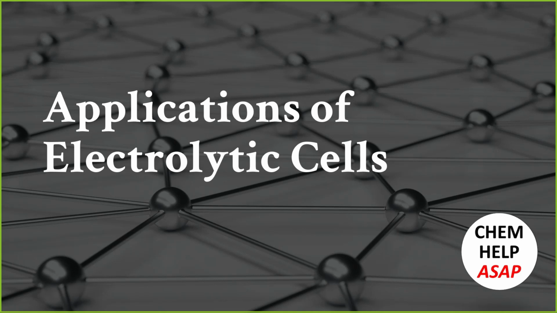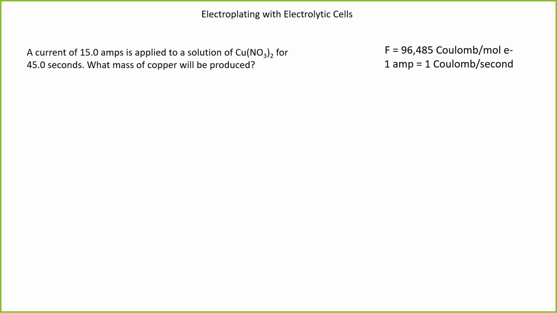Today we're talking about applications of electrolytic cells. Let's get started. Electrolytic cells are very often used for electroplating. So you will run a current in an electrolytic cell to plate out a metal. Let's take a look at a specific example.